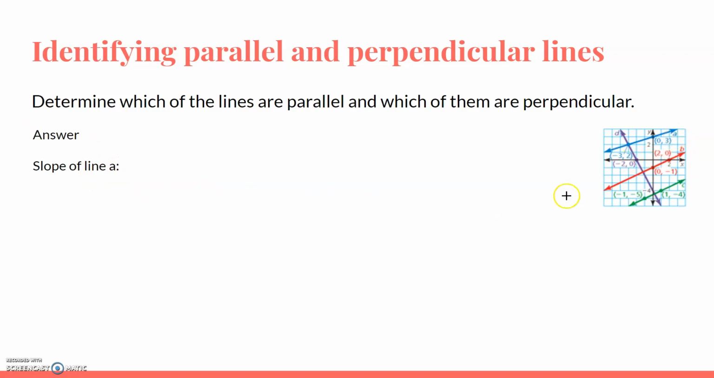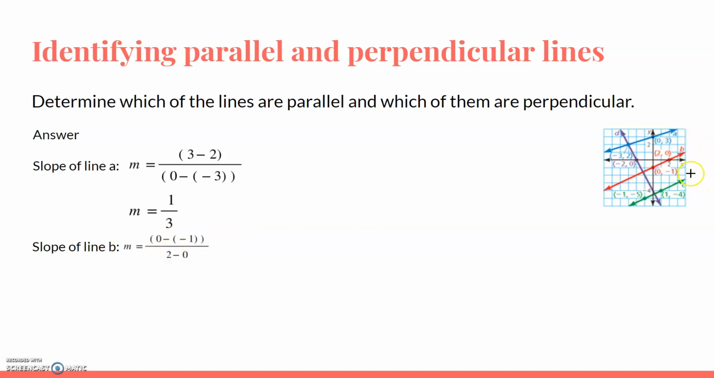Slope of line A. As you know, the formula for slope is y2 minus y1 over x2 minus x1, so 3 minus 2 over 0 minus -3. Then we get a final value of 1/3, because 3 minus 2 is 1, and 0 plus 3 is 3, because the negatives cancel out and become a plus. Next, the slope of line B, same formula, 0 minus -1 over 2 minus 0, which gives us an m value of 1/2.